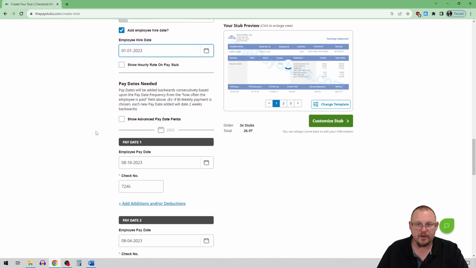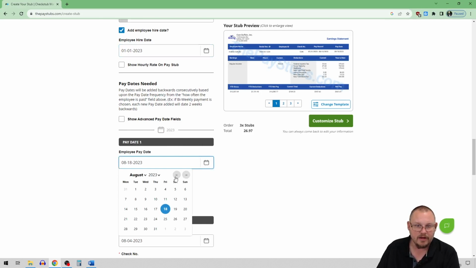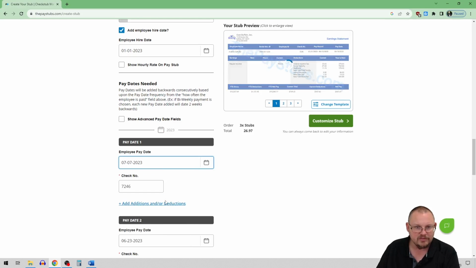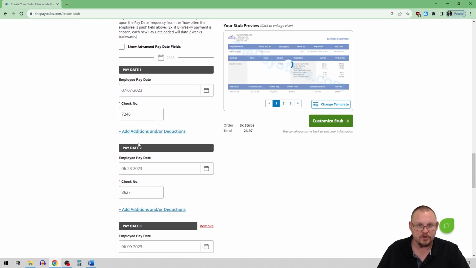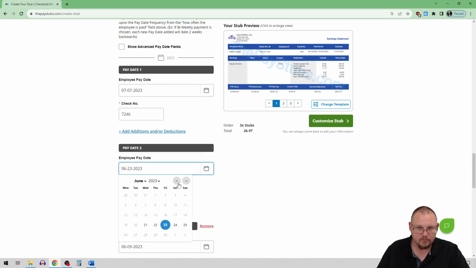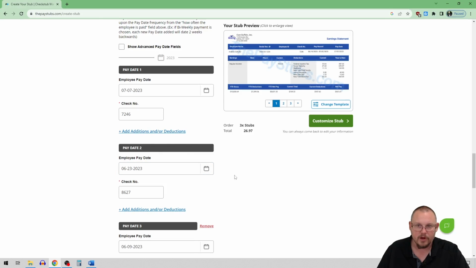You can also specify pay dates. So you can actually come in here and say, all right, I need my first pay stub to show that I was earning pay. And let's see here. My paycheck came in on July 7th. And the starting check number will be 7246. You can actually add some additions or deductions on there if you need to. And then using our first pay date of 7/7, we're going to go ahead and say that our second pay date, well, it won't let me select my second pay date. I think it may actually do that for me automatically.